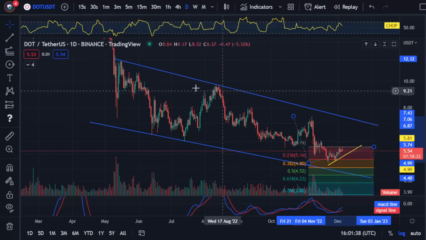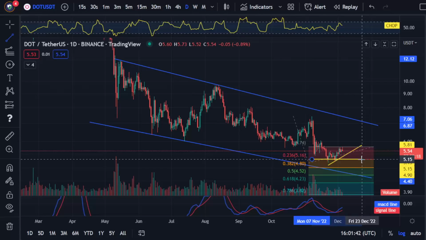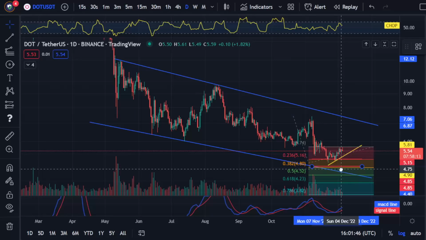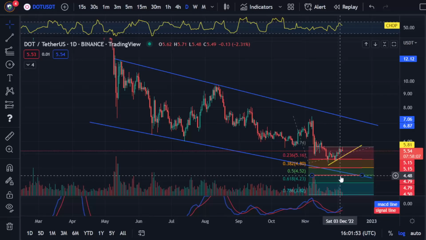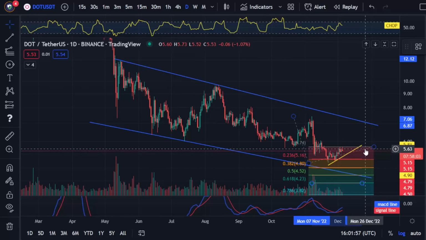Going further, with the help of the trend-based FIB extension tool, we can examine the recent movement and determine the support places for the DOT price. In this situation we have the first support at $5.15, the second support at $4.79, then $4.50 and $4.21.